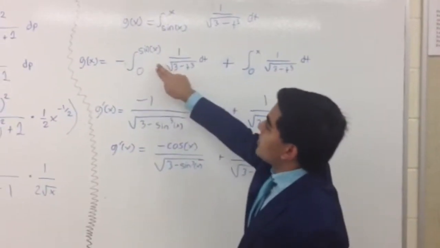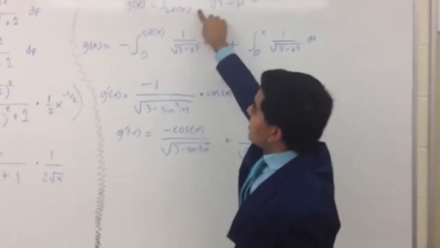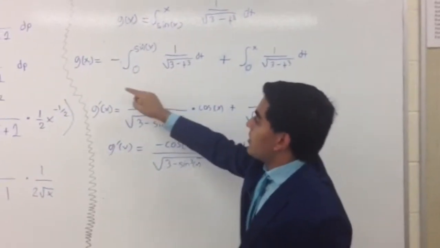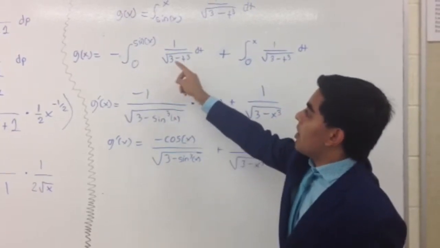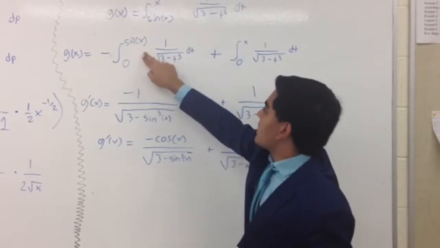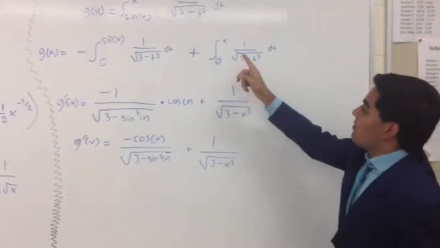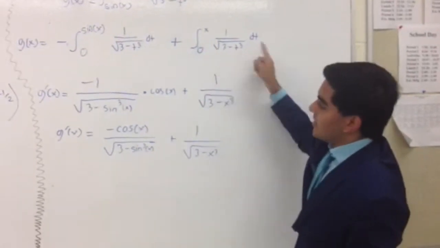Because you always need the x value on top, for the sine of x to 0, you flip it and make it negative. So you get g of x equals negative the integral of 1 over the square root of 3 minus t cubed dt from 0 to sine x, plus the integral of 1 over the square root of 3 minus t cubed dt from 0 to x.